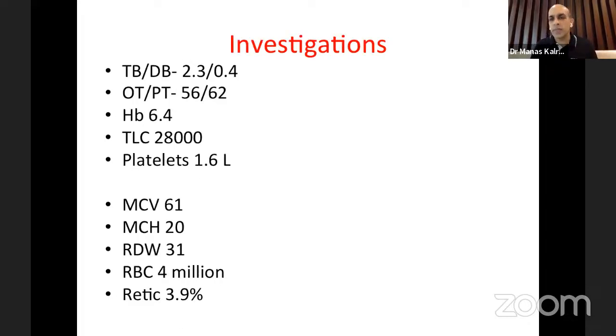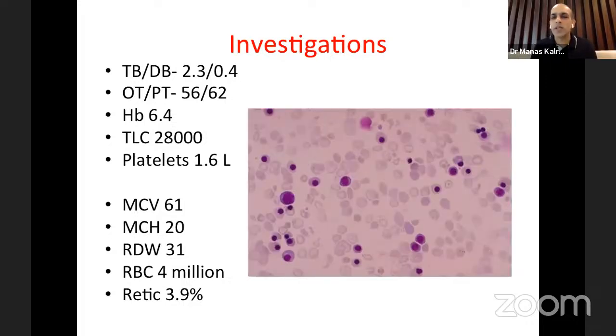Now you look at the CBC here. Again, the WBC is high, hemoglobin is low, platelets are lowish. You see that the MCV is low. You see that the RDW is high. You see that the RBC count is also not very high. Now, in this situation, again, with the age, you have some indirect hyperbilirubinemia. Again, you look at the peripheral smear, and again, you look at so many nucleated RBCs are present. Now, this is thalassemia intermedia.